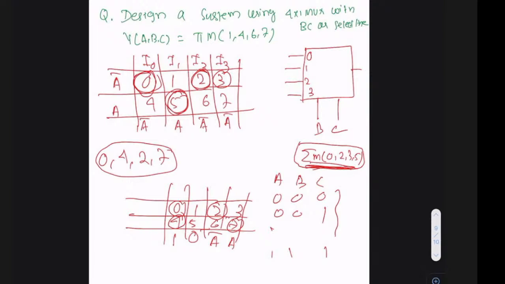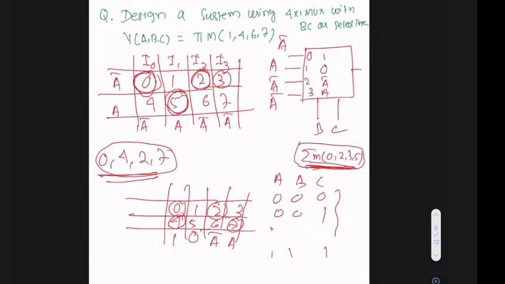So as far as this question is concerned, this is A bar, this is your A, this is your A bar, and this is your A bar. If it had been given as 0, 4, 2, 7, then you would have connected 1 here, then 0, then A bar, and then A. Okay, this is the answer.